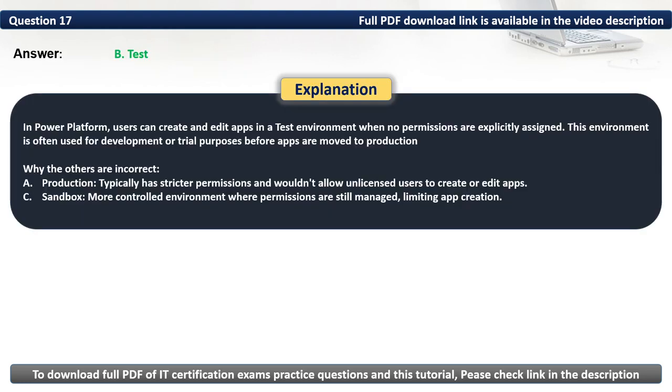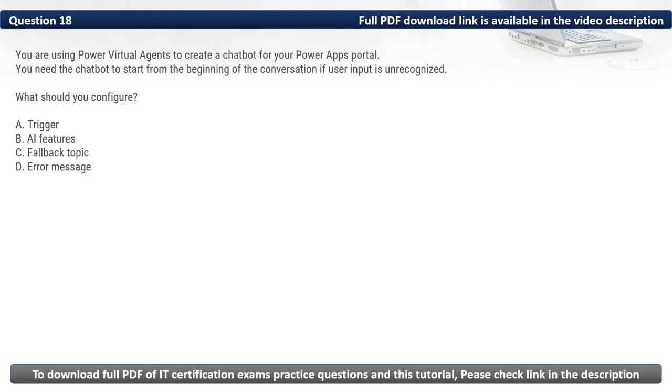In Power Platform, users can create and edit apps in a test environment when no permissions are explicitly assigned. This environment is often used for development or trial purposes before apps are moved to production. Question 18. You are using Power Virtual Agents to create a chatbot for your Power Apps portal. You need the chatbot to start from the beginning of the conversation if user input is unrecognized. What should you configure? Based on the question, let us first discuss the incorrect options.